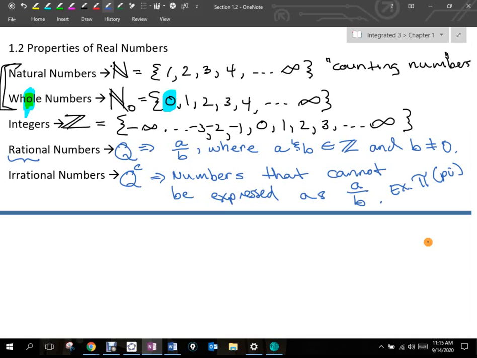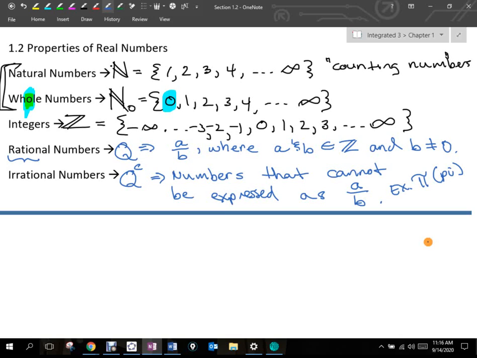So 1/3 never ends because it's 0.33333333, but it repeats, right? Pi, 3.14, like 12915, whatever it is, goes on forever, and it never repeats. It will never stop. You never see a pattern in it, that sort of thing.